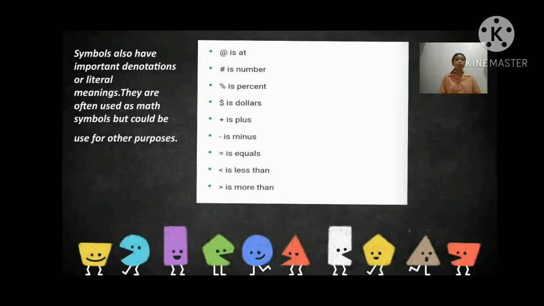Symbols also have important denotations or literal meaning. They are often used as math symbols but could be used for other purposes. As you can see from the screen, they are very familiar because they are not new to us. We already encountered these symbols since elementary grade, especially in our mathematics subject.